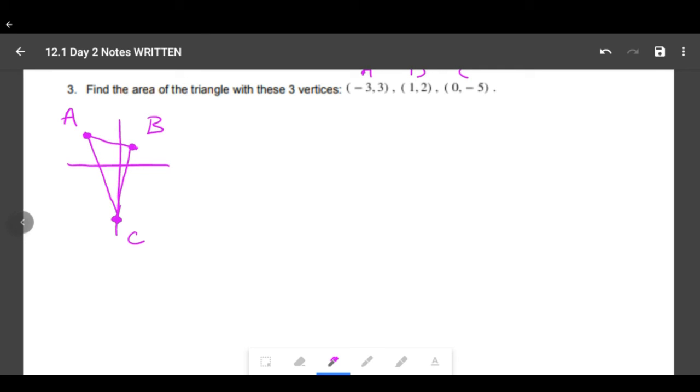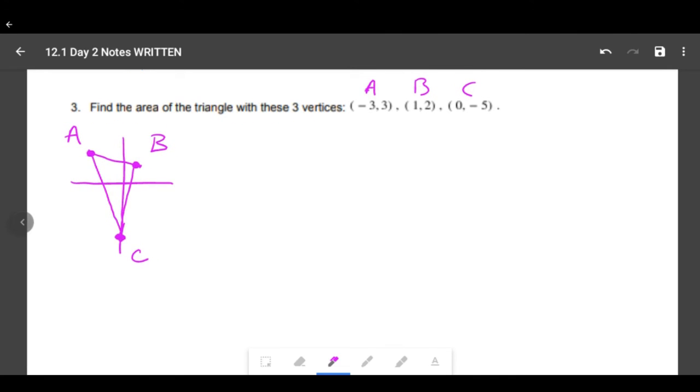You have a couple of ways you can do this. If you wanted to, you can use Heron's formula, find all the side lengths and then go from there. Another way is to use the stuff that we learned in day 1 of this chapter.